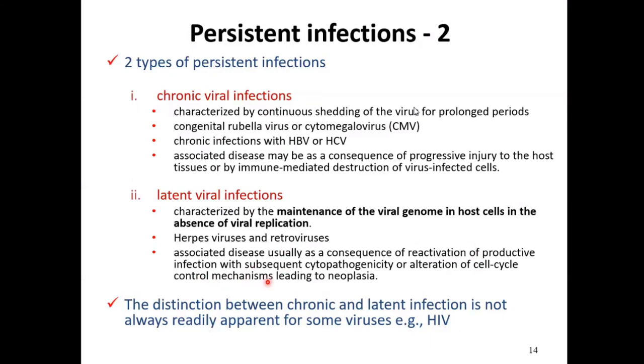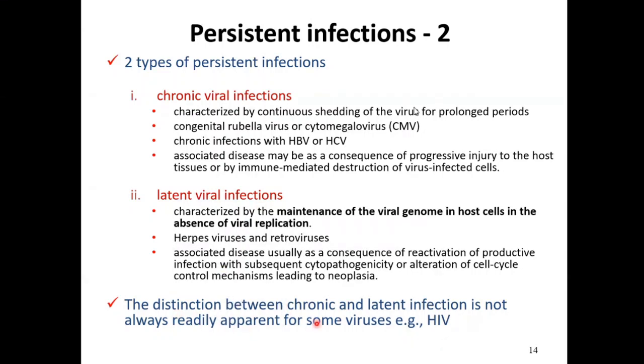We produce subsequent cytopathogenicity or alteration of the cell cycle, leading to neoplasm in case of herpes viruses, or AIDS in case of retroviruses, which infect the immune cells. By destroying the immune cells, the CD4 cells but also macrophages, they cause suppression of the immune response, thus allowing other viruses to come in.